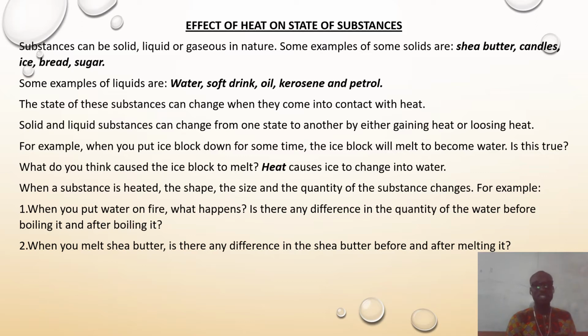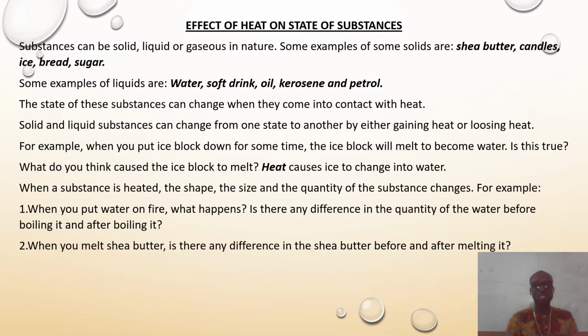Solid and liquid substances can change from one state to another by either gaining heat or losing heat. For example, when you put an ice block down for some time, the ice block will melt to become water. Is this true or not? Bear with me, it is indeed true. What do you think caused the ice block to melt? Right, it is heat. So heat caused the ice to melt and change into water.